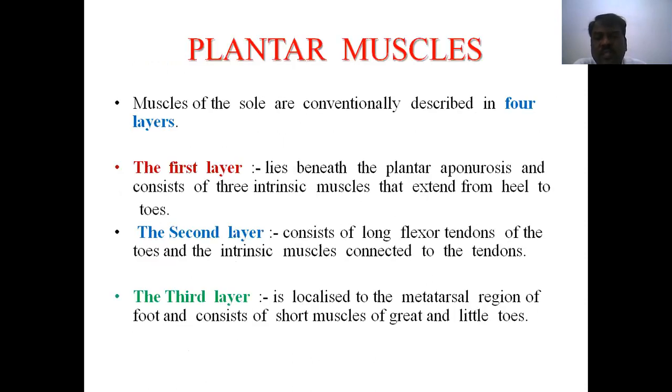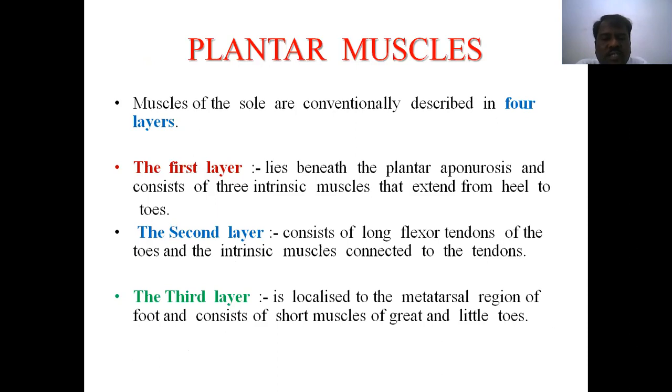Next, what are the muscle layers? I already told you. Some textbooks give 5 layers, but here I am saying 4 layers, of muscles and tendons only. The fifth layer that is given is the blood vessels. So here the 4 layers are there.